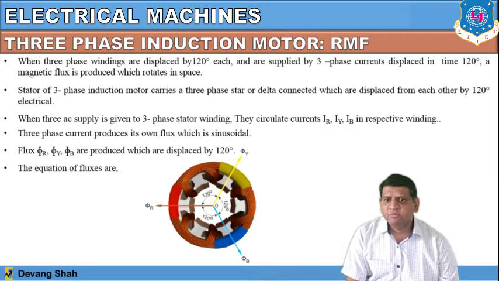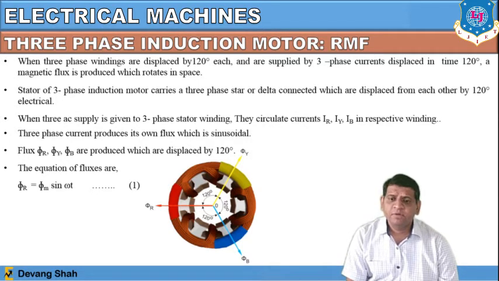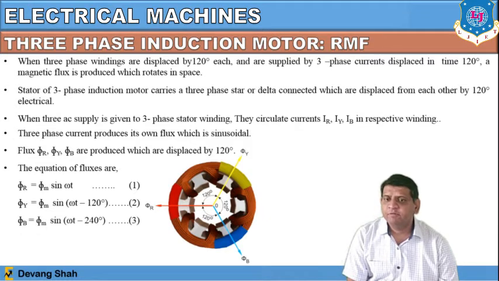As we already know, the equations of flux: phi R starts with the angle 0, so we define phi R is equal to phi m sine omega t. Phi Y, which is 120 degrees apart from the red flux, is phi m sine (omega t minus 120). Likewise, phi B is equal to phi m sine (omega t minus 240). So all these three fluxes are 120 degrees apart from each other.